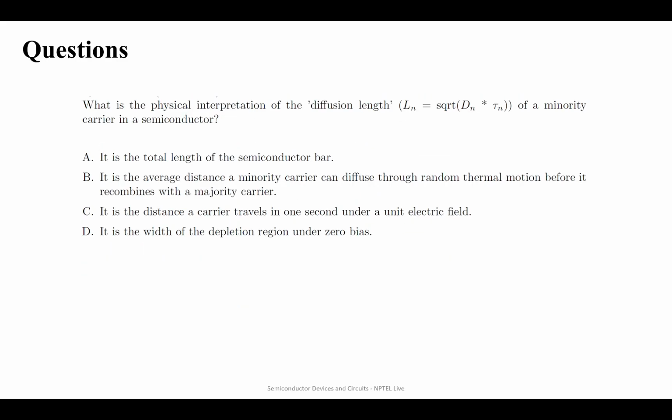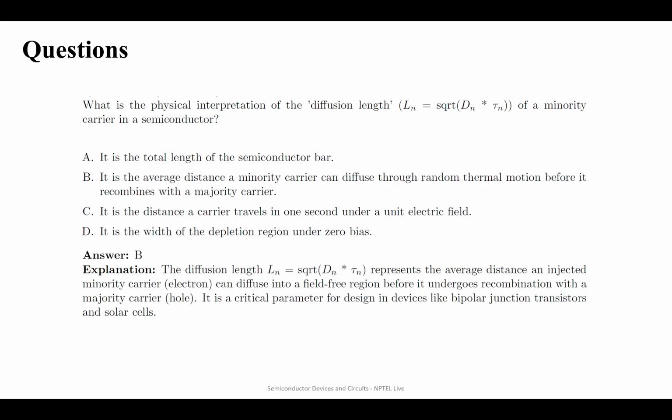What is the physical interpretation of the diffusion length Ln equals square root of Dn times tau n of a minority carrier in a semiconductor? A: It is the total length of the semiconductor bar. B: It is the average distance a minority carrier can diffuse through random thermal motion before it recombines with a majority carrier. C: It is the distance a carrier travels in 1 second under a unit electric field. D: It is the width of the depletion region under zero bias. So the answer to this is B.